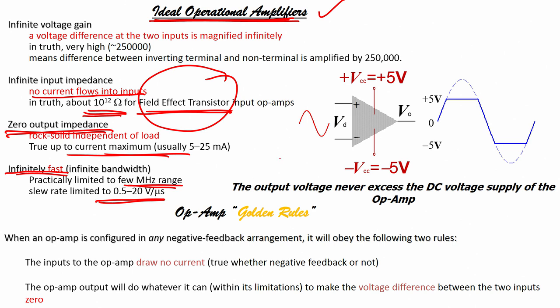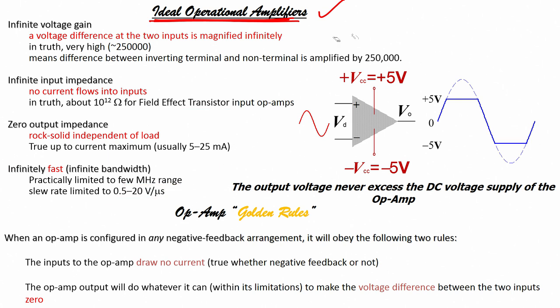So, the point is that we have a slew rate of 0.5 to 20 volts per microsecond. We have a limited range of a few megahertz, that is your bandwidth. However, the ideal operational amplifier is infinitely fast. So, what we understand from here is the 4 main characteristics of an ideal operational amplifier: infinite voltage gain, infinite input impedance, 0 output impedance, and infinitely fast.